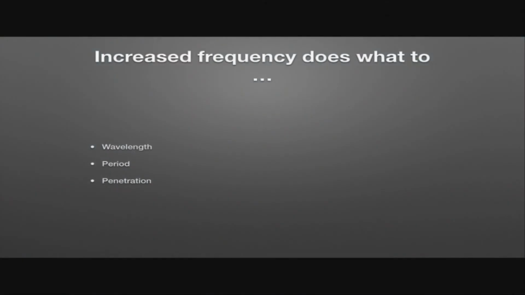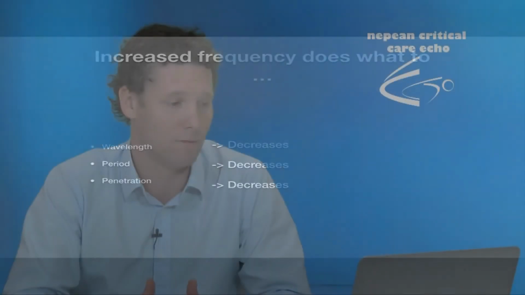Okay, so let's consider another question. If I increase the frequency, what is this going to do to the wavelength, the period, and the penetration? And hopefully from the last few slides you'll be able to determine that as I increase the frequency, the wavelength is going to decrease. If there are more cycles per second, that is going to decrease the wavelength, or increase the number of cycles over a certain distance. If I have more cycles, it's going to be a shorter wavelength. If I have more cycles per second, that means that the time that's occupied by each wavelength, by each cycle, is going to be reduced as well. And as we said, the higher the frequency, the greater the attenuation. So that means that the penetration will also decrease.